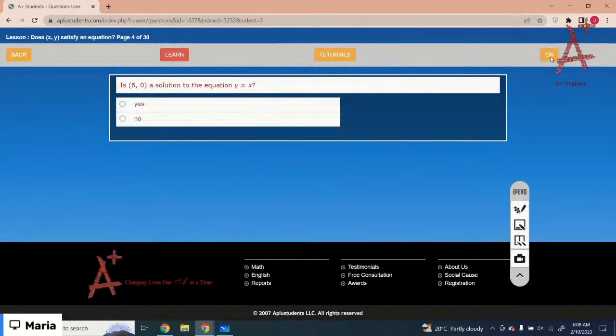Okay, the next one is, is the point (6, 0) a solution of the equation y equals x? So y and x both should be equal, but the point is x is 6 and y is 0. Got it? So the correct option is no, the point (6, 0) is not the solution of the equation. Got it? The answer is no.